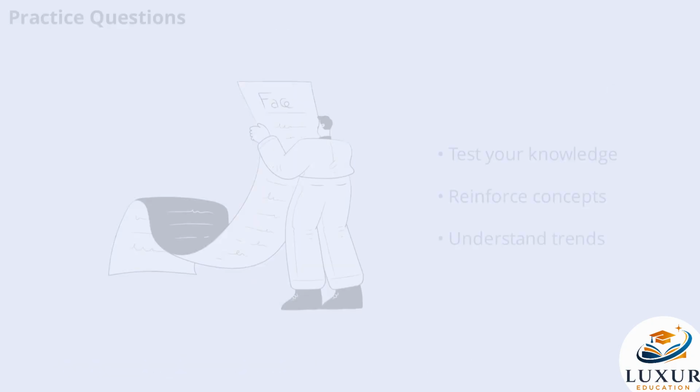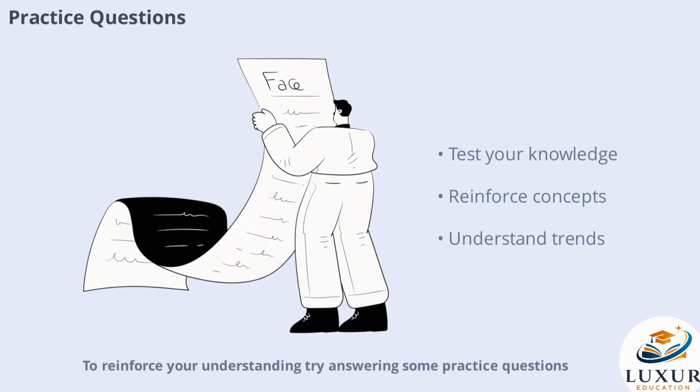To reinforce your understanding, try answering some practice questions. What is the basic theme of organization in the periodic table? How do atomic radius and ionization enthalpy vary across periods and groups? These exercises will help solidify your grasp of periodic trends and their significance.